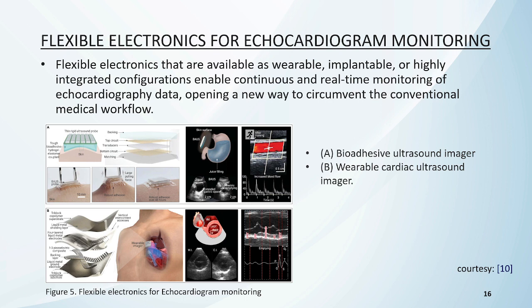There are two types of flexible electronics for echocardiogram monitoring. First, the bioadhesive ultrasonic imager. It is for long-term continuous imaging of diverse organs. A thin and rigid ultrasound probe consisting of high density and high performance piezoelectric elements is adhered to the skin via a bioadhesive coupling made of a soft, tough, and anti-dehydrating hydrogel elastomer hybrid.